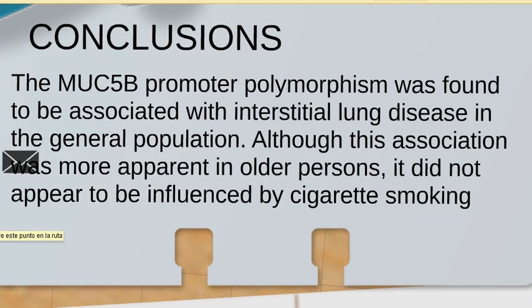The conclusions. The MUC5B promoter polymorphism was found to be associated with interstitial lung disease in the general population. Although this association was more apparent in older persons, it did not appear to be influenced by cigarette smoking.